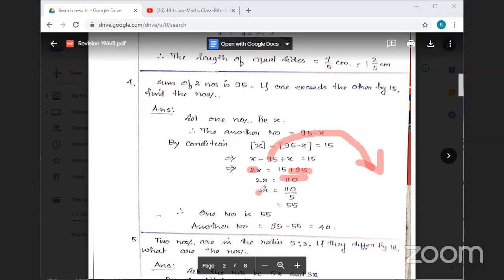Then x is equal to what? The 2 will divide. It is divide by 2; it is wrongly written, it is not 5. So 110 by 2 is 55. Therefore, one number is 55. What is the other number? Another number is 95 minus 55, which is equal to 40. Are you getting this? Correct it in your notebook also.